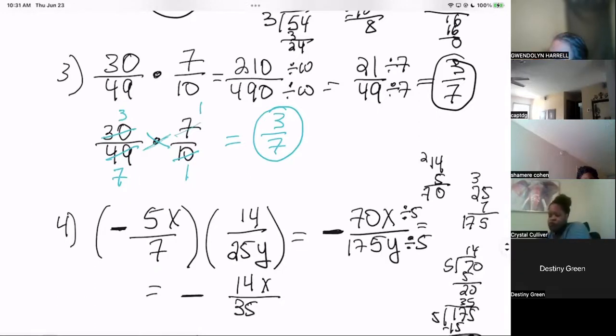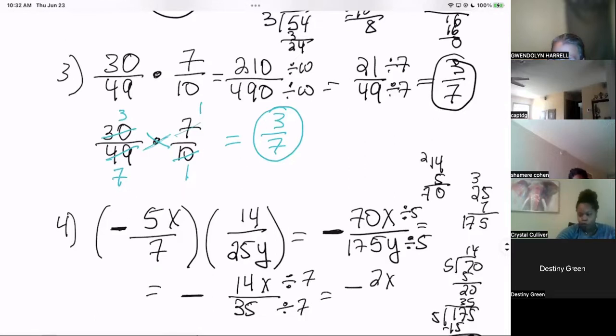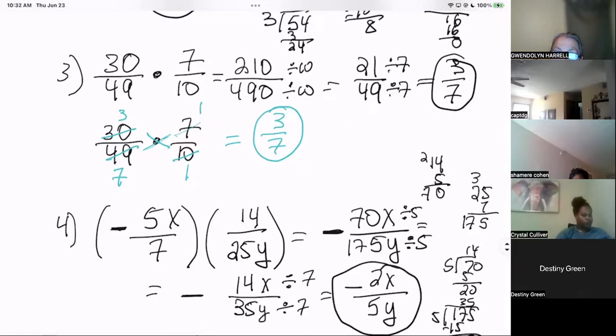And just like I thought, we can do more because we could have divided by 35, but that's all right. We can divide both of them by 7, and we will get a negative 2x. So 14 divided by 7 is 2, over 35 divided by 7, which is 5y. I forgot my y down here. Oh man, the cross simplifying just literally made this so much faster.